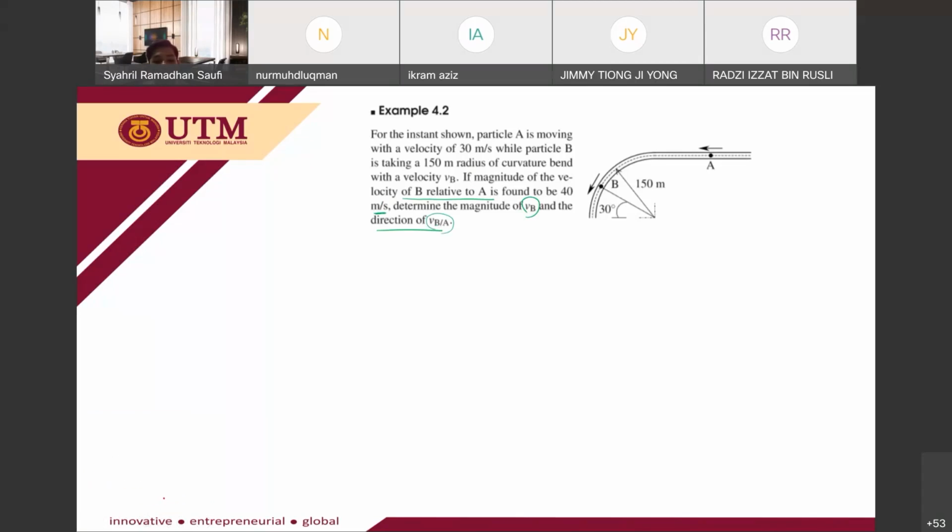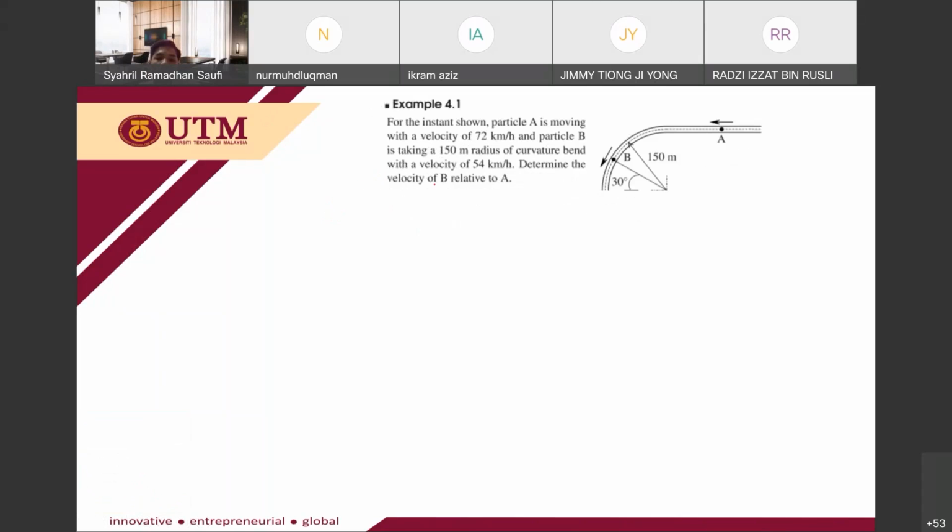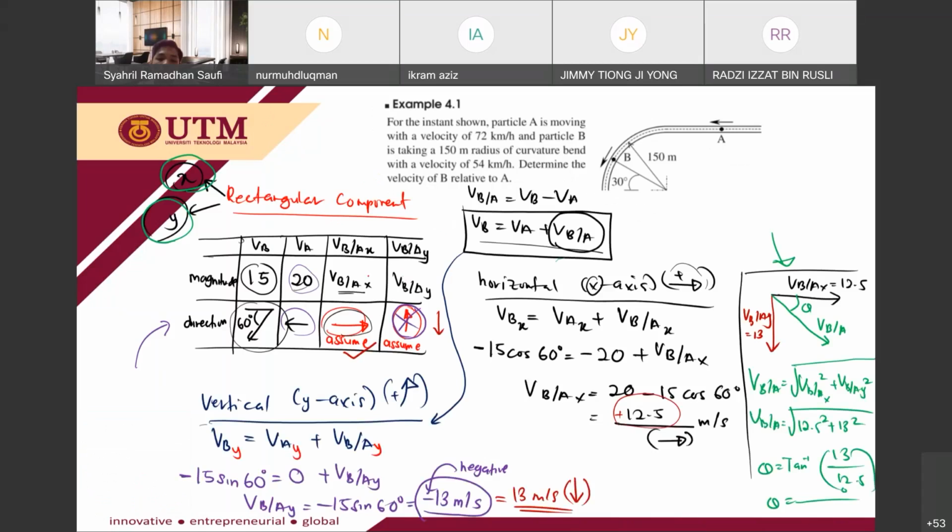Okay, you may notice that in the question, usually for this velocity, you have two unknowns that you need to determine. For question 4.1, you need to determine the magnitude of VBA. Magnitude and direction. You have two unknowns here that you need to determine.